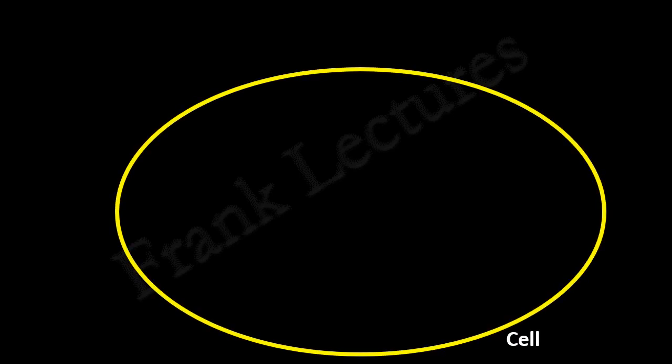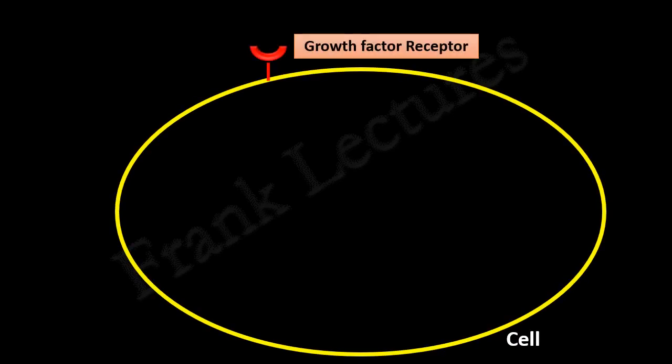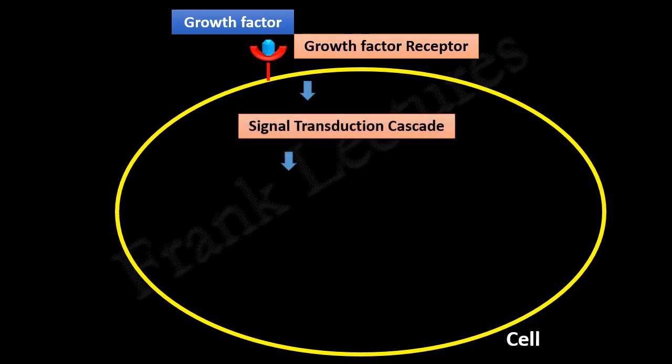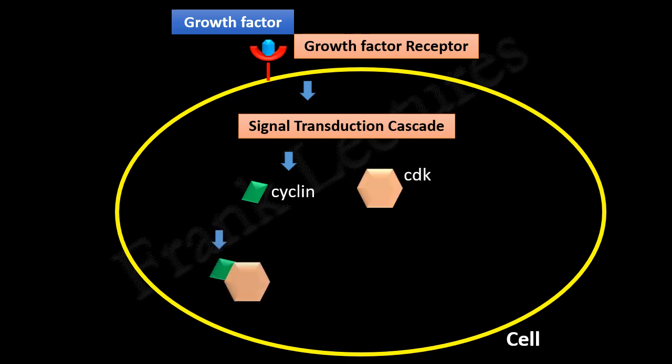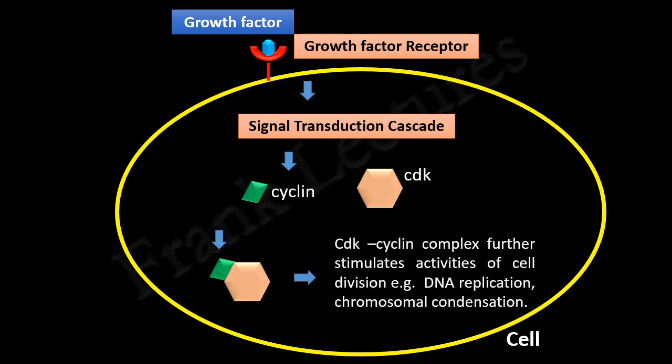Suppose this is a cell, and this is a growth factor receptor. First, a growth factor binds to this receptor. Through the signal transduction cascade, the cyclins are synthesized. This is a cyclin-dependent kinase. In the next step, the cyclin binds to this CDK and the CDK gets activated. Activated CDK further stimulates activities that are required for cell division. For example, synthesis of proteins required for DNA synthesis, stimulation of DNA replication, chromosome condensation, etc.